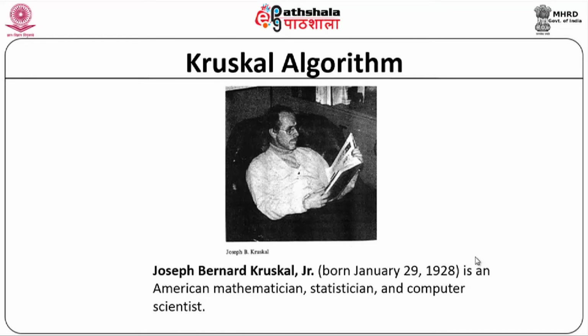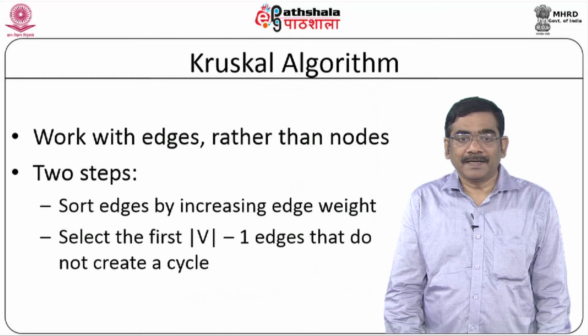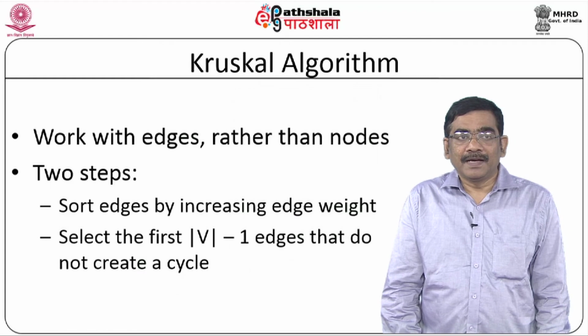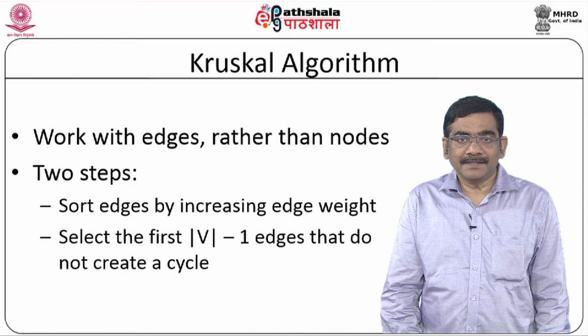Based on this generic algorithm, we can branch to the first algorithm, given as the example of the greedy approach, that is the Kruskal algorithm. This is a photograph of Joseph Bernard Kruskal. He is an American mathematician, statistician and computer scientist who proposed this algorithm for finding the spanning tree. As we said earlier, this algorithm works with edges rather than the nodes.